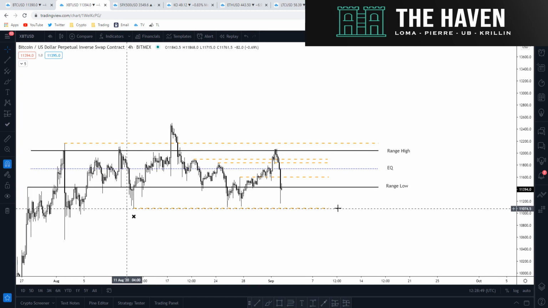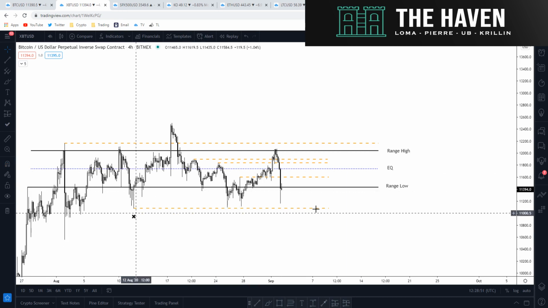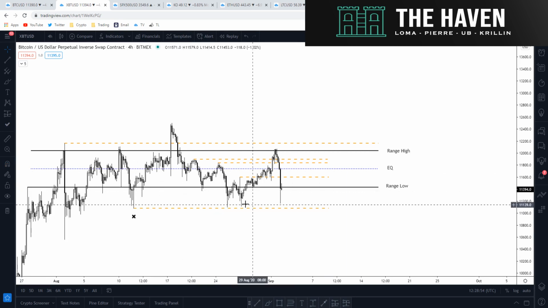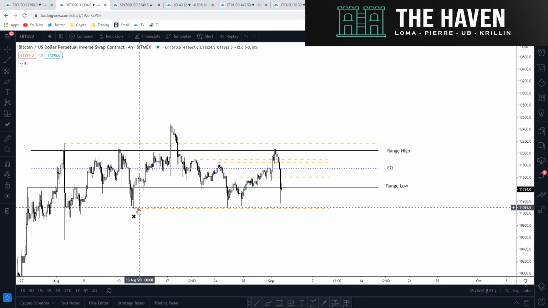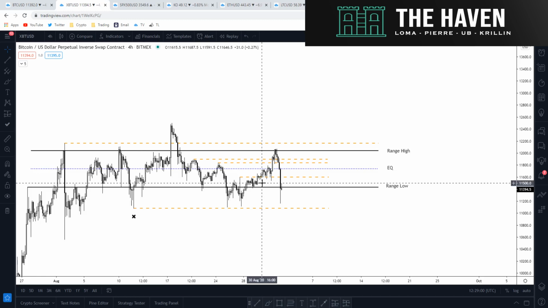Now this is going to be important, these untapped lows here. I'll talk about that in a few minutes, but these untapped lows here are important, which is why I have them highlighted here. But anyway, where was I going with that?